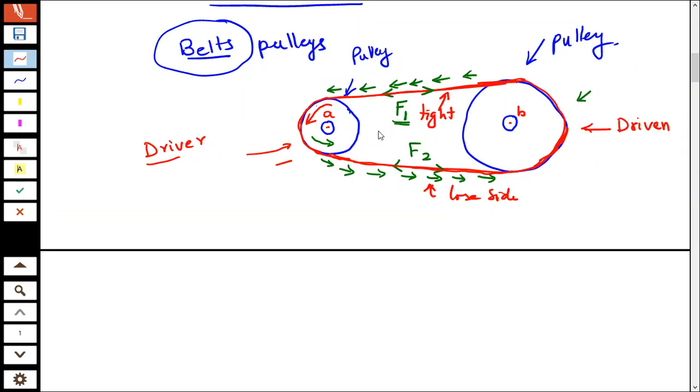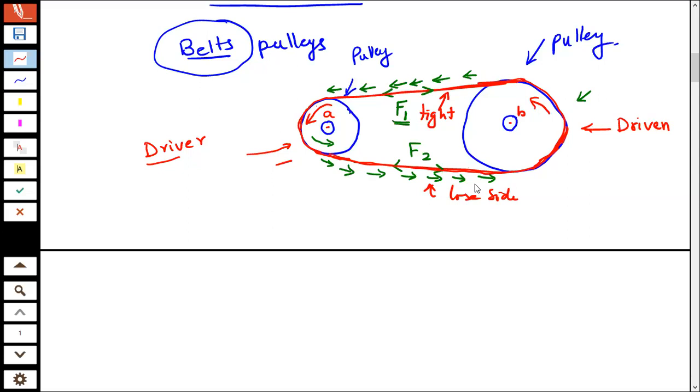So what we mean is that the tight side and the loose side tension would solely depend on the direction of rotation and which one is the driver, right? If this becomes the driver and it is rotating in this direction, then this one will become the tight side, right? So it depends on the direction of rotation and the driver and the driven.